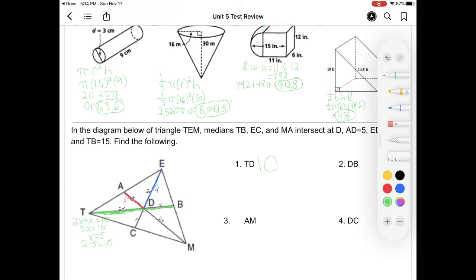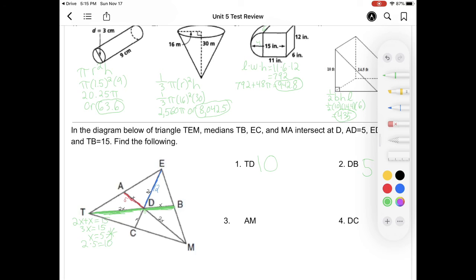Second one we're asked for DB, which is the shorter side of our green line that I'm coloring on. So it's just our x. Well, you already found our x, which was 5. So our answer is 5.